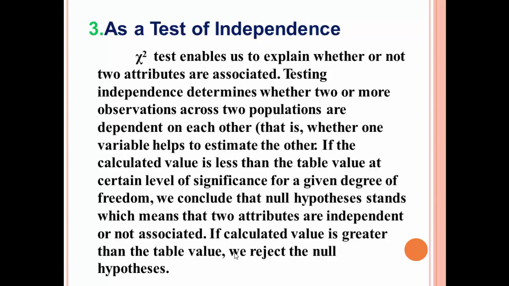If the calculated value is less than the table value at a certain level of significance for a given degree of freedom, we conclude that the null hypothesis stands, which means that the two attributes are independent or not associated. If the calculated value is greater than the tabulated value, we reject the null hypothesis.